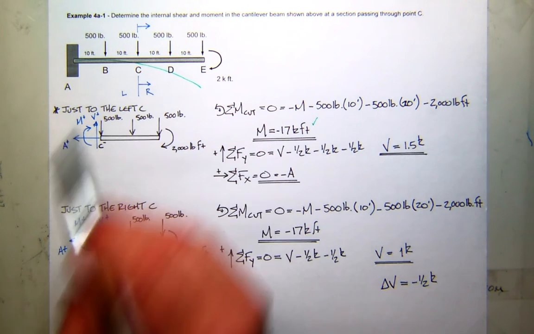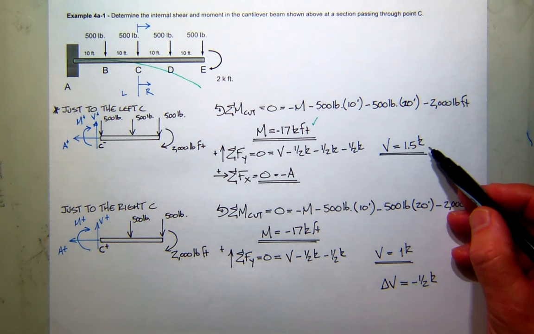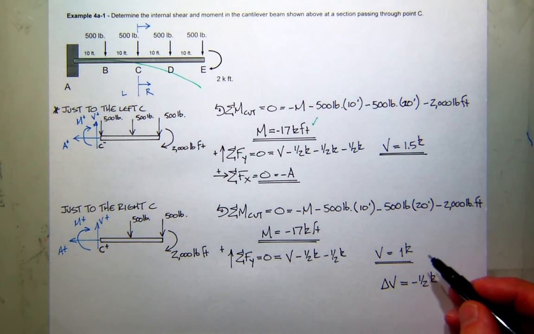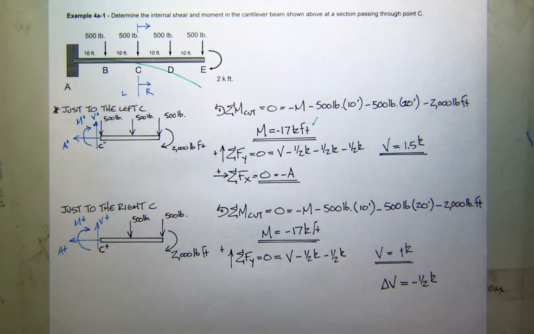So what is the shear at C? I don't know. I know just to the left it's 1.5, and just to the right it's 1. I don't know what it is exactly at C. Which one of those is more important? The bigger one. So it doesn't really matter. Okay? Also, just to note that the change in moment was 0.